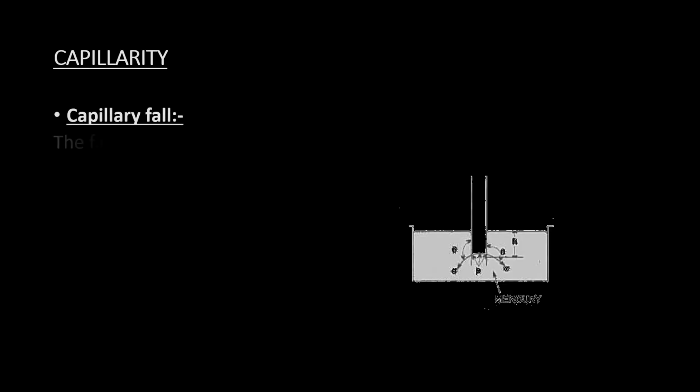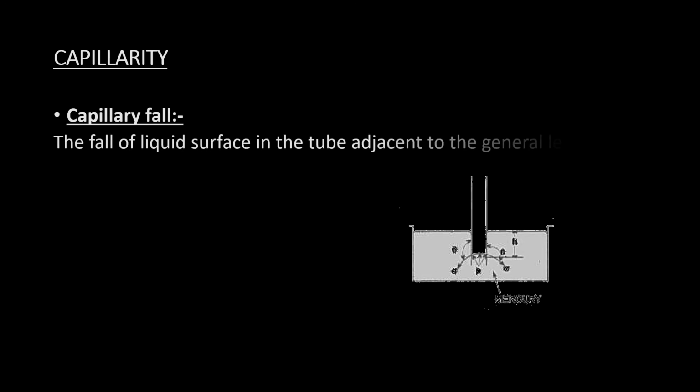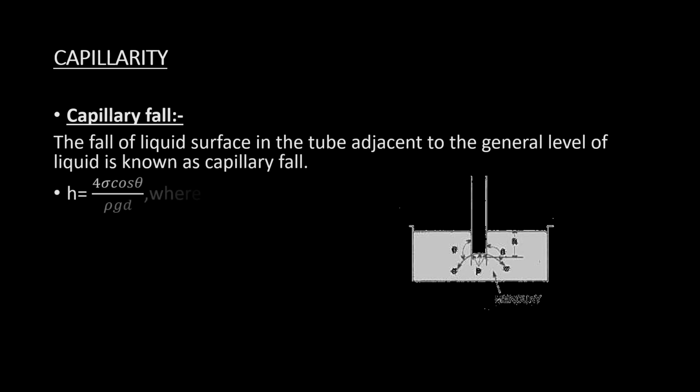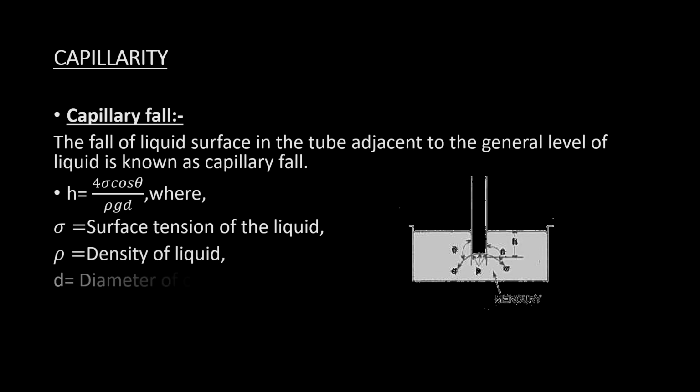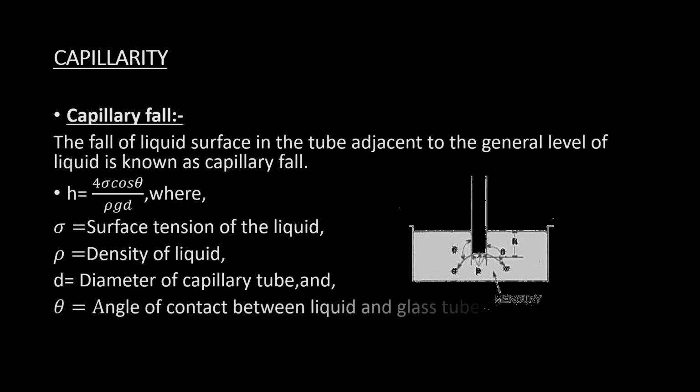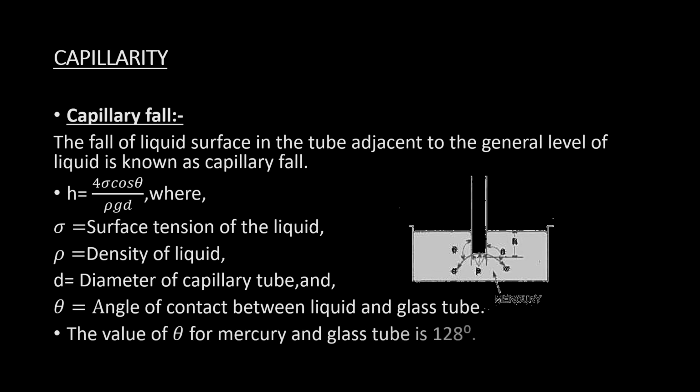Capillary fall. The fall of liquid surface in the tube adjacent to the general level of liquid is known as capillary fall. Capillary fall, small h, is equal to 4 sigma cos theta divided by rho g d, where sigma is equal to surface tension of the liquid, rho is the density of liquid, small d is the diameter of the capillary tube, and theta is the angle of contact between liquid and the glass tube. The value of theta for mercury and glass tube is 128 degrees.